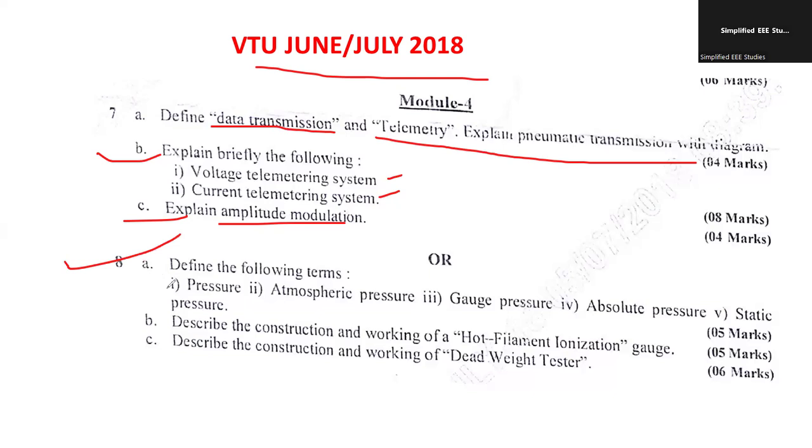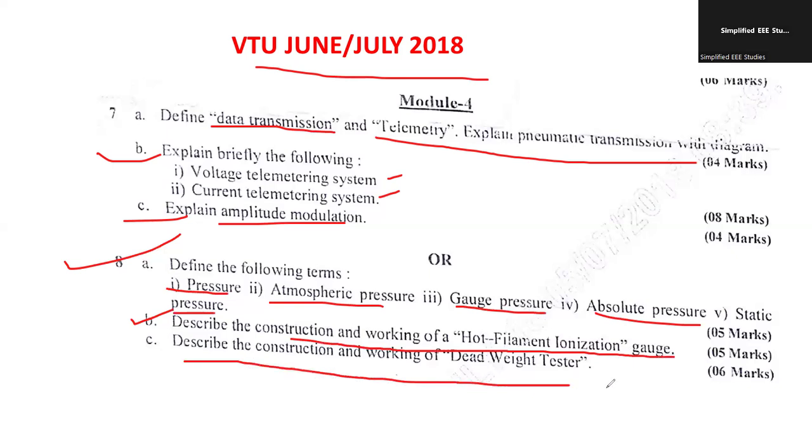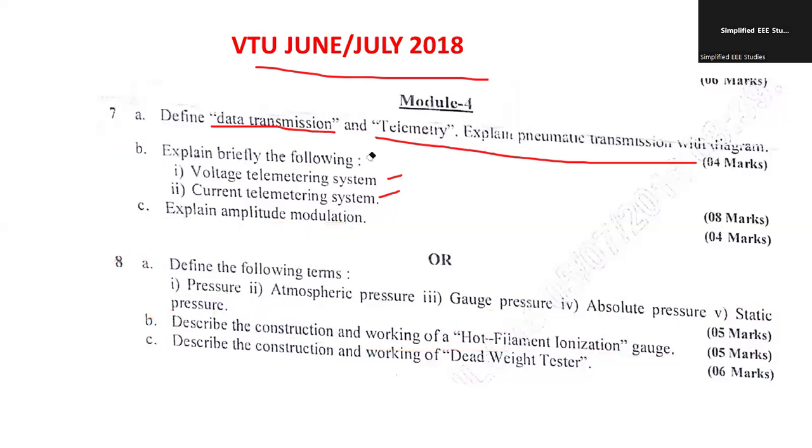Define the following terms: pressure, atmospheric pressure, gauge pressure, absolute pressure, static pressure. A diagram is essential so that you can easily write the equations. It is advisable to draw the schematic diagram. Describe the construction and working of the hot filament ionization gauge. Block diagram plus explanation. Describe the construction of the dead weight tester. 3+3 marks. So these are the important questions you can expect from Module 4.